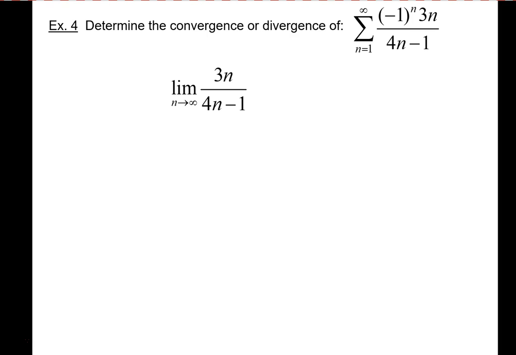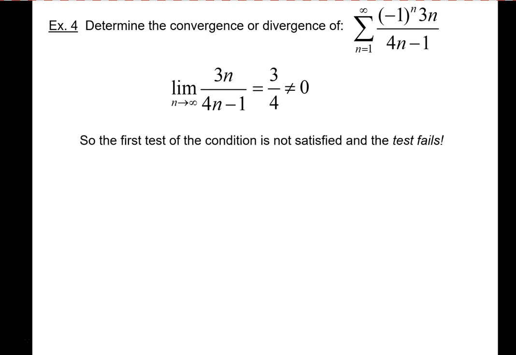Now right away, you should look at this and you should be able to say, okay, you can either think of it as L'Hopital's rule or just think about it as growth rates. These are growing at the same rate. So the limit, remember, will be the ratio of the leading coefficients, which is just 3/4. What does that tell you? That tells you that the limit doesn't approach 0, which means the first condition of the test fails.